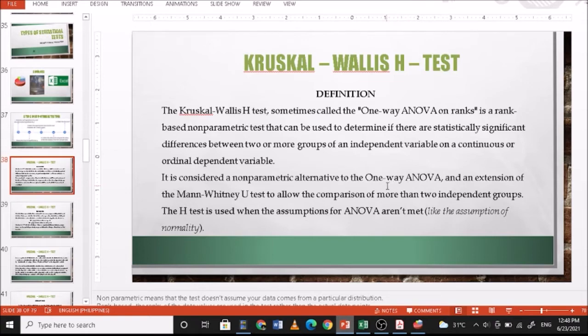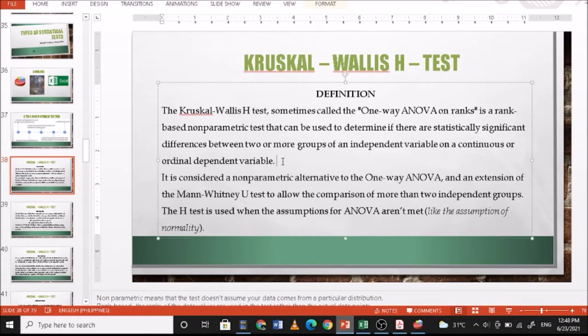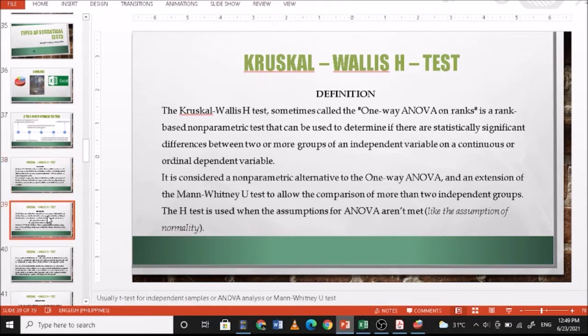The H test is used when the assumptions for ANOVA aren't met, like the assumption of normality and the assumption of equality of variances. So if your ANOVA result shows a Levene's test for equality of variances that are not equal, then you will proceed to run a Kruskal-Wallis test instead of an ANOVA analysis, since the ANOVA assumptions are not met. So, this is the Kruskal-Wallis H test.